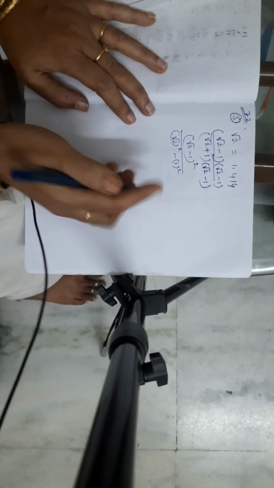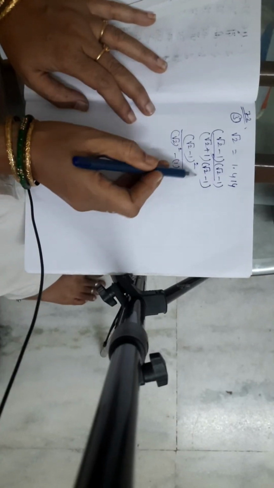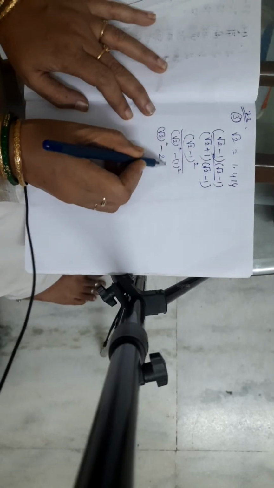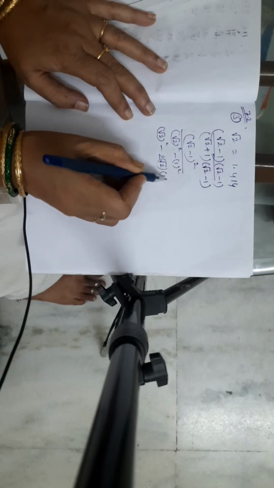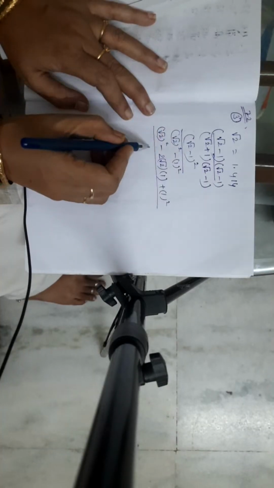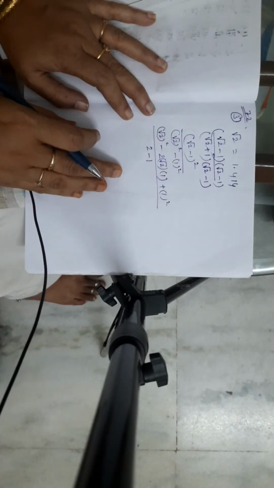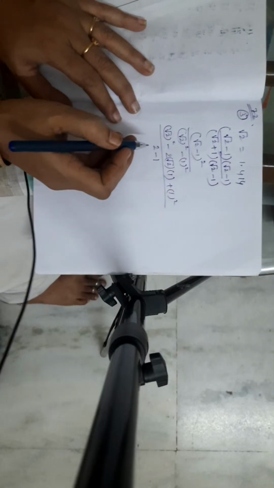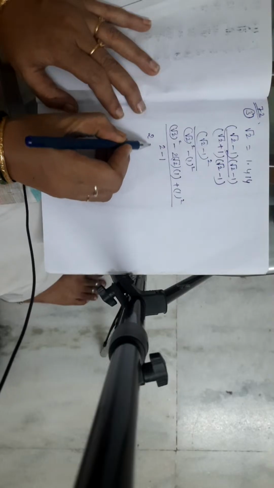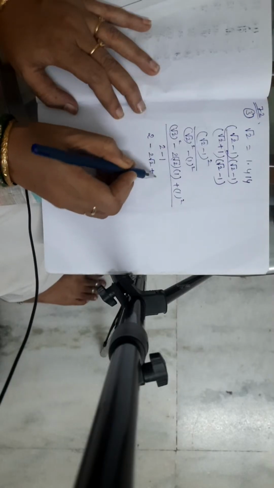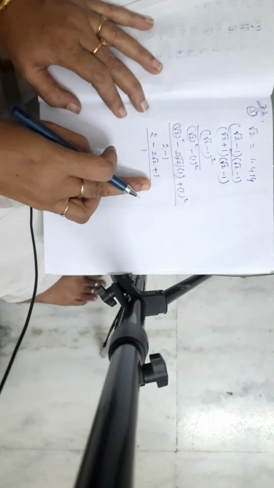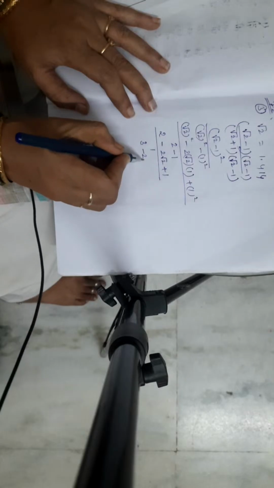Now the next step. Here it is a whole square, and the formula of the whole square is a square minus 2ab plus b square. And here root 2 square is 2, and 2 minus 1 is 1. So our final answer: root 2 square is 2, 2 minus 2 root 2 plus 1, and 2 minus 1 is 1. Now 2 plus 1 is 3, so it is 3 minus 2 root 2.